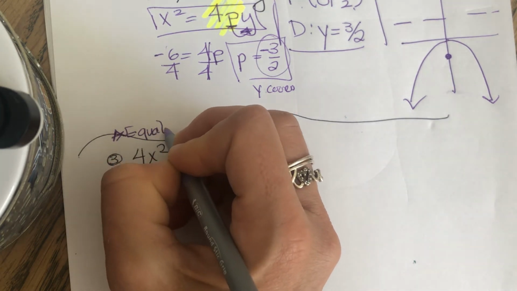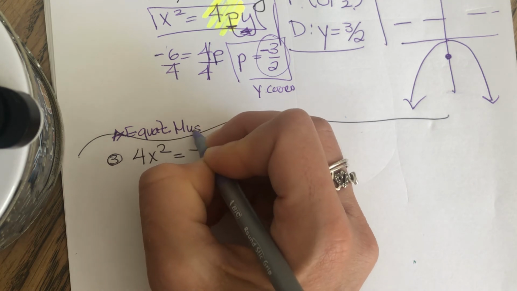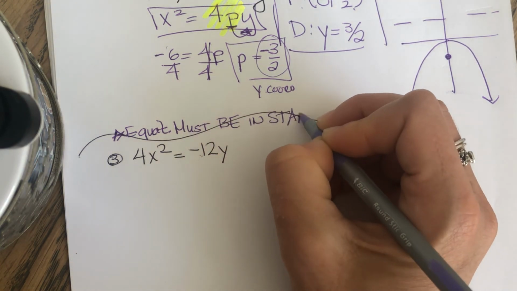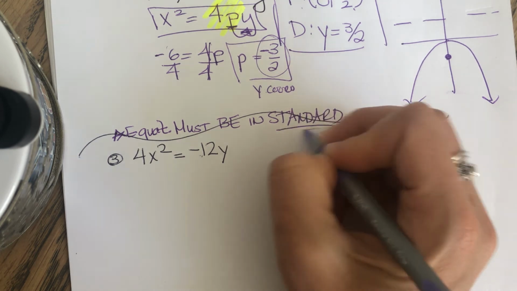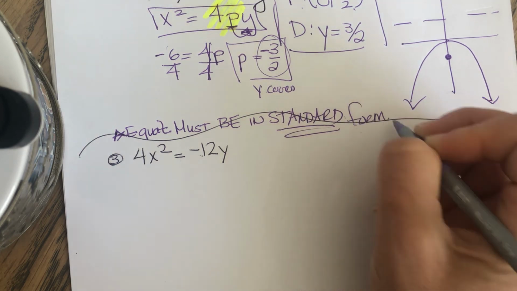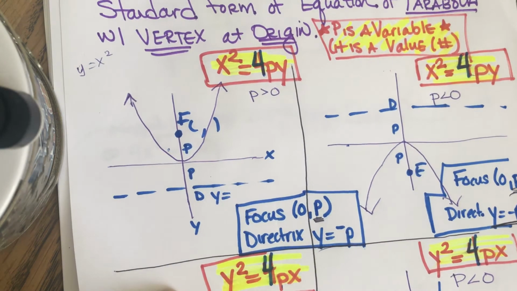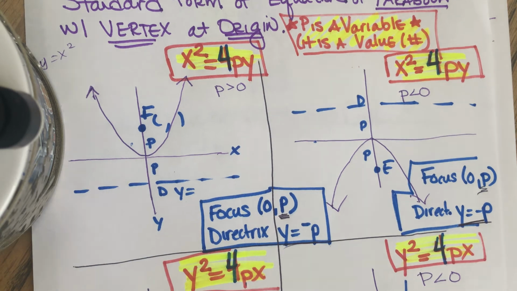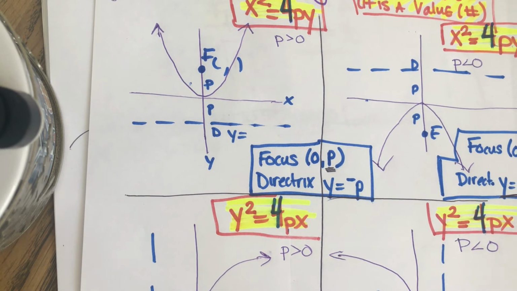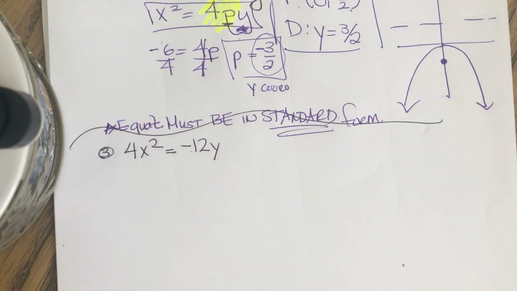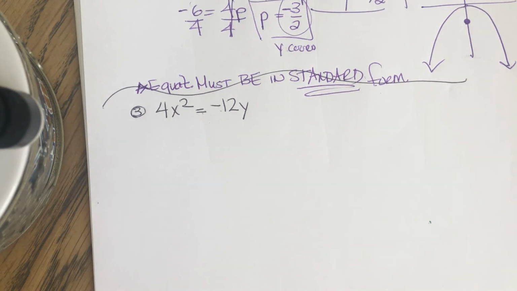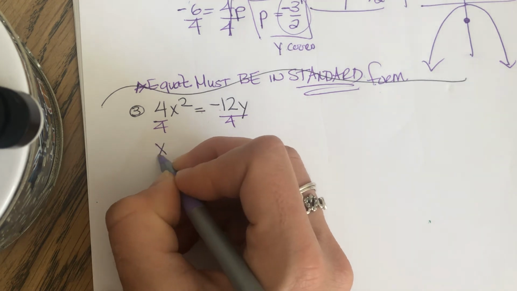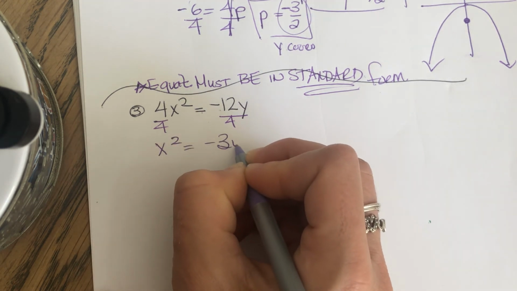Just like we did for circles, the equation must be in standard form. If you're like, hey, what do you mean by standard form? I mean one of these forms, x squared equals 4py and y squared equals 4px. So they have to be alone. In this case, you want the x squared alone. Okay, that's pretty easy. Let's divide by 4 first. So we have x squared equals -3y.